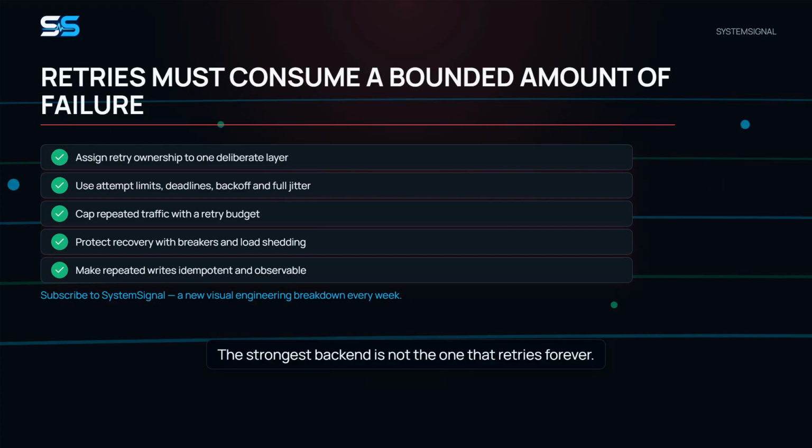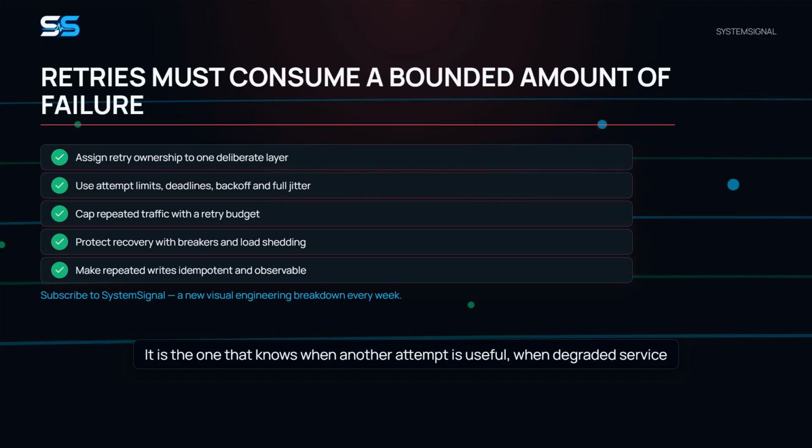The strongest backend is not the one that retries forever. It is the one that knows when another attempt is useful, when degraded service is safer, and when stopping work is the fastest path to recovery.